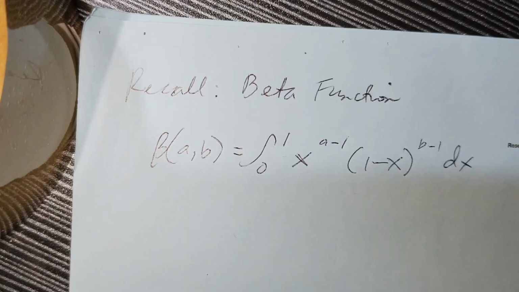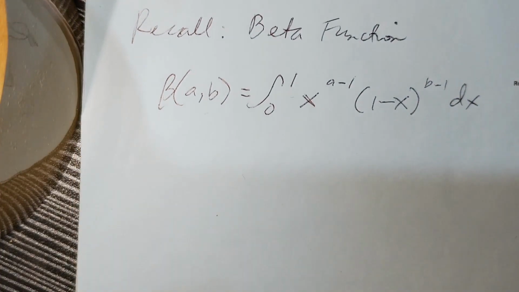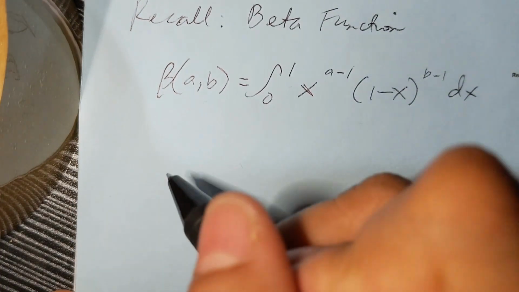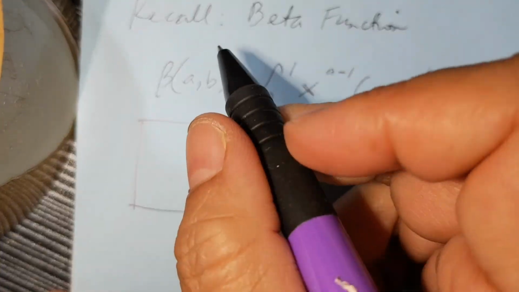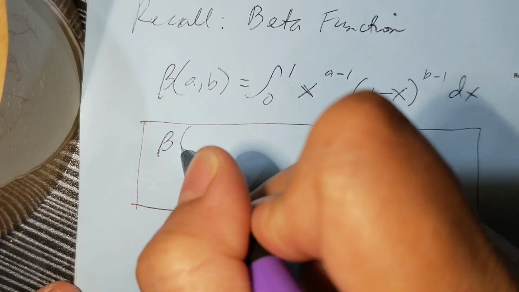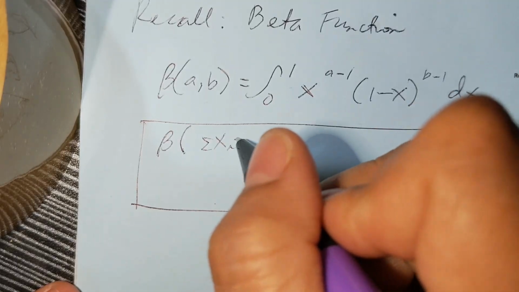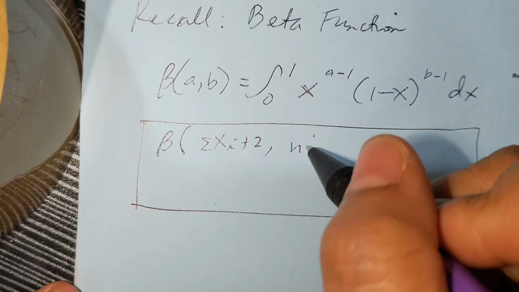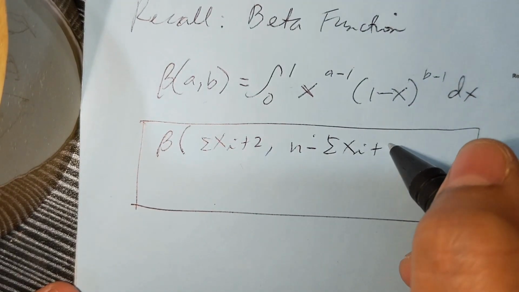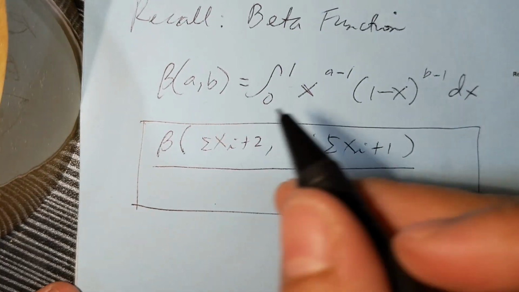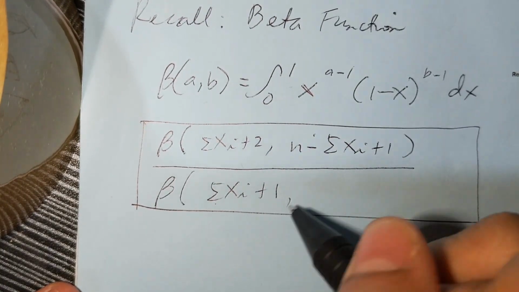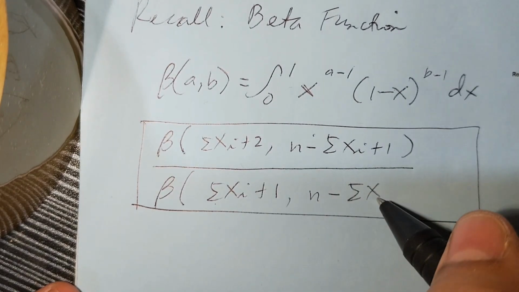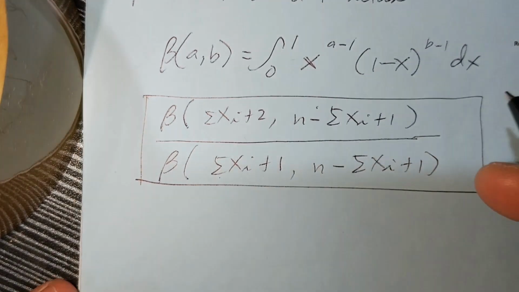So, parang ganyan. So, ano yung nangyari kanina? Okay, isulat natin yung kanina, no? Okay, we have the beta function. Ang parameter niya is summation of x sub i plus 2 and n minus summation of x sub i plus 1. That's for the numerator, and for the denominator, we have the beta function with parameters summation of x sub i plus 1 and n minus summation of x sub i plus 1.